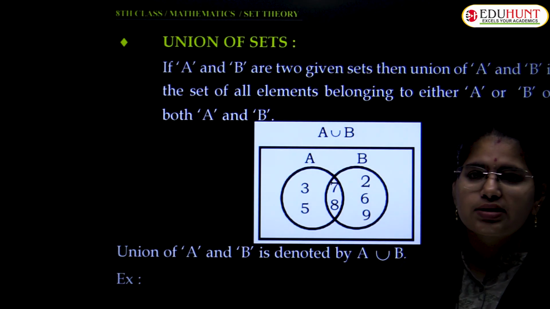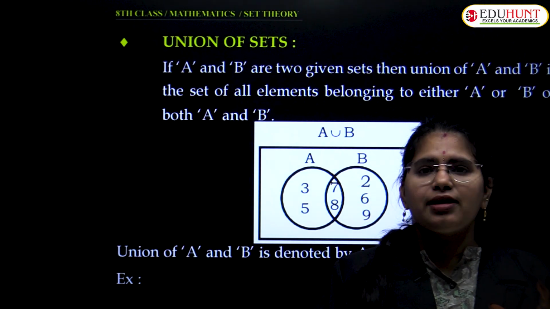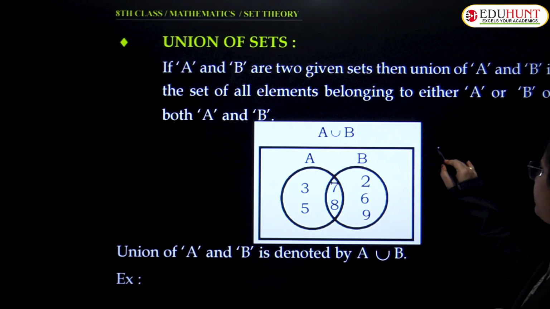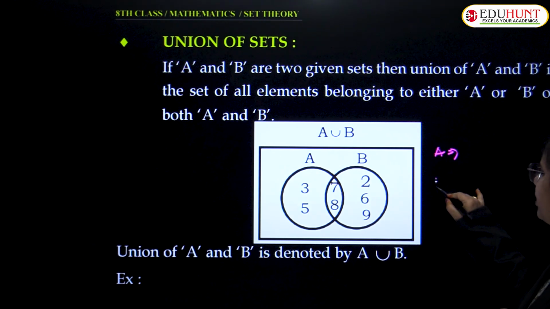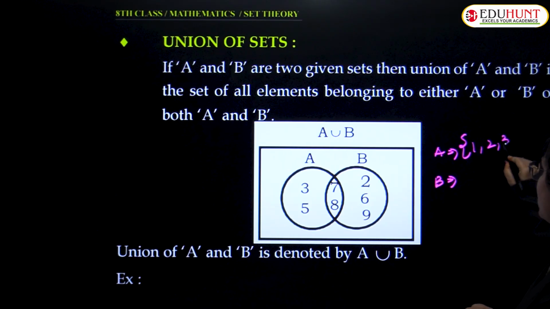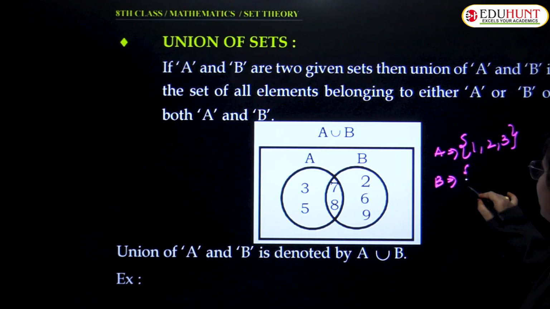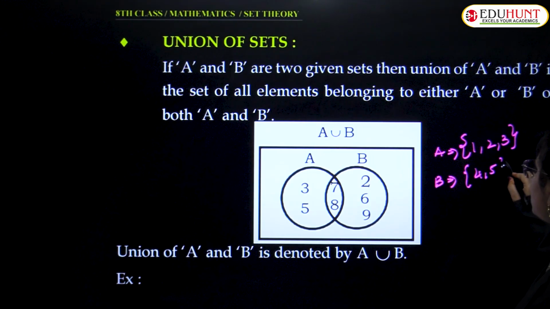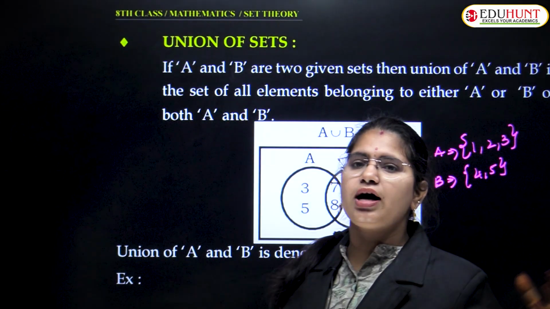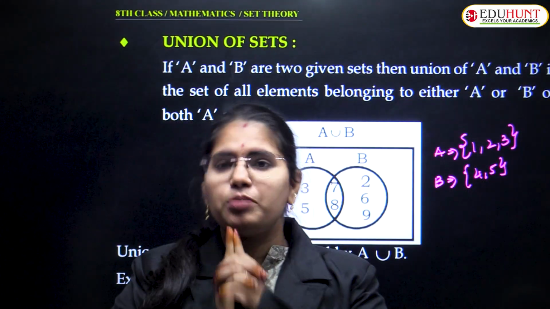So here comes the first one, union of sets. How do you describe a union of sets? For example, take any two sets, A and B. Suppose A is a set whose elements are 1, 2, 3. B is a set having elements 4, 5. Union means you have to mix, you have to write down all the elements together in one particular set.